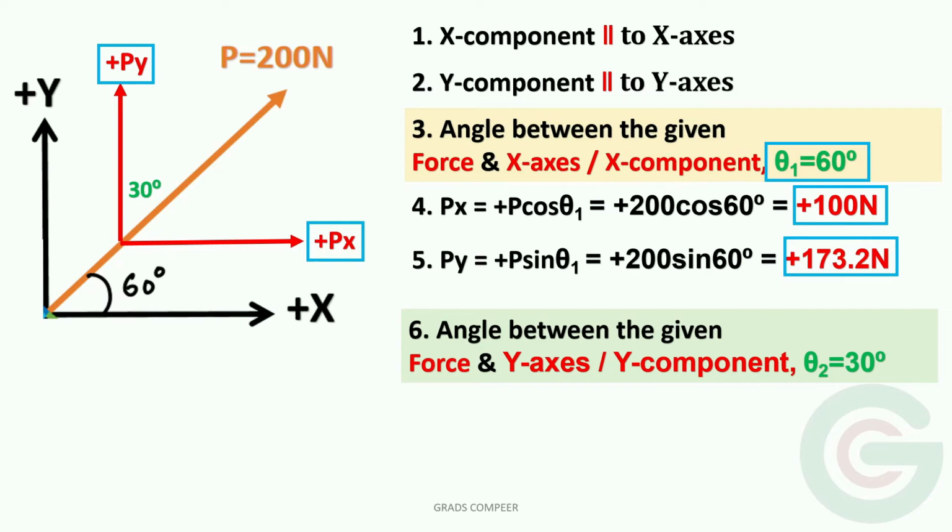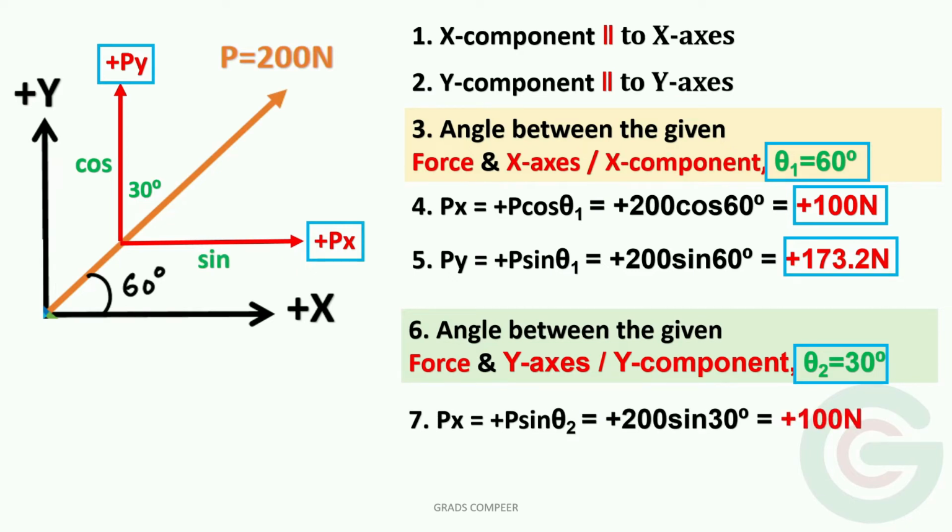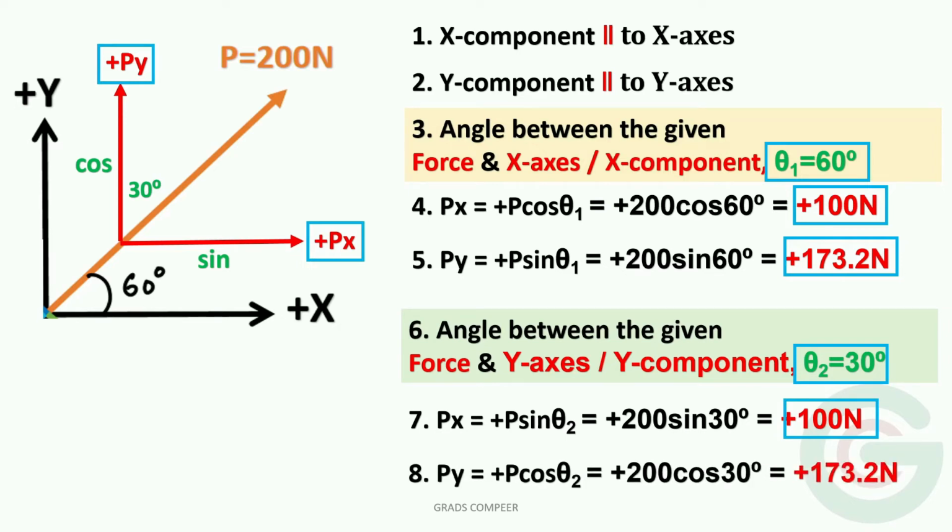Now if theta is 60 degrees, 90 minus 60 is 30 degrees. So if the angle between the force and the y component is given, which is 30 degrees in this case, then the vertical component, which is adjacent to the given angle, will become the cos component and the other component will become the sin component. So Px will be equal to P sin theta 2, where P is 200 and theta 2 is 30 degrees. Again we will get the same answer, that is 100 Newton. And Py is equal to P cos theta 2. Here also we will get the same answer, 173.2 Newton.